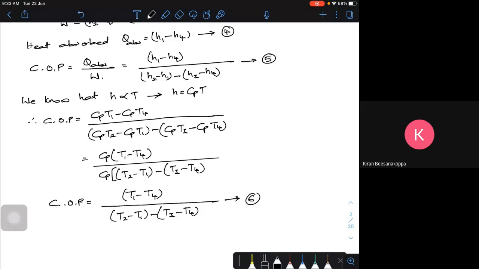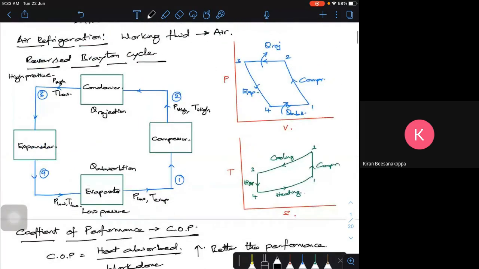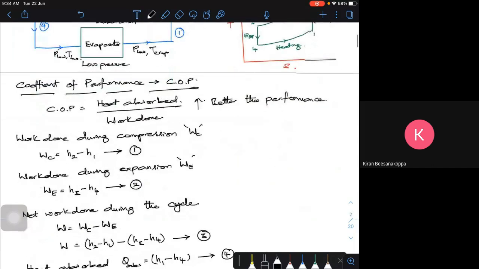So we are just trying to use the expressions you have studied in your thermodynamics course and apply them. This is the simple derivation. If they ask you to explain the air refrigeration or reverse Brayton cycle and obtain the expression for COP, you have to do this. Is that clear?